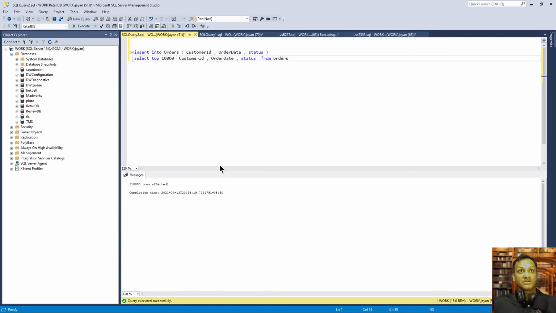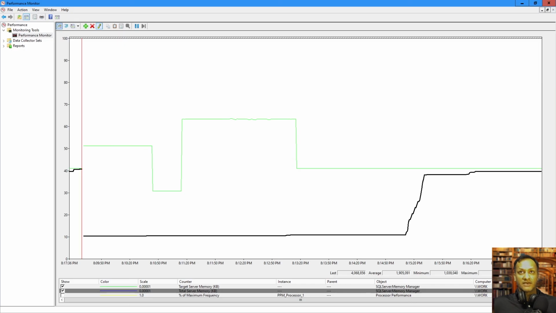So as you can see here, this query is executed. I'm just going to go ahead and make it a little bit larger so that we have a nice overlap between the two sessions, or the memory allocation for the two. So you can see that as I increase the volume of data that needs to be inserted into the table, now the target server memory and the total server memory are fairly similar.